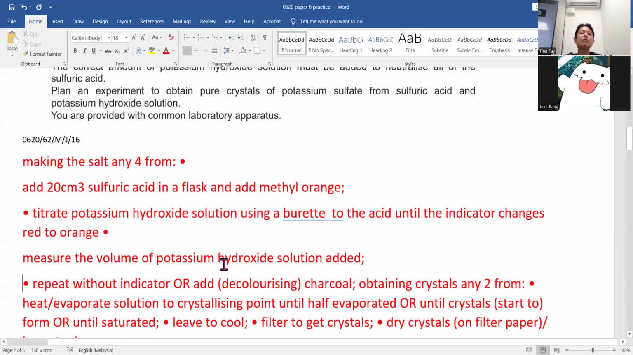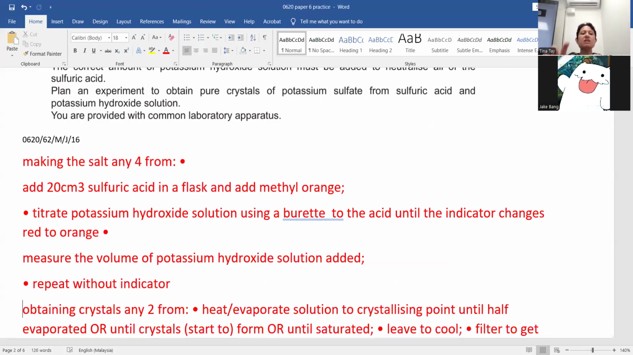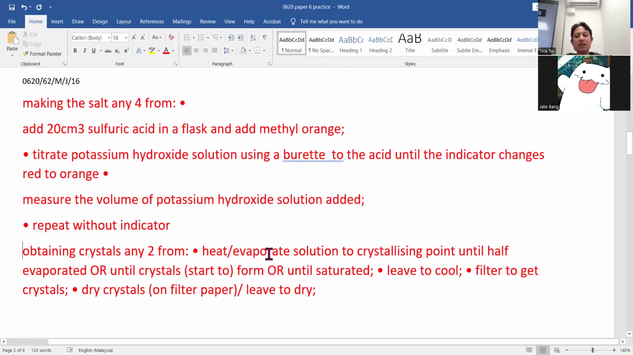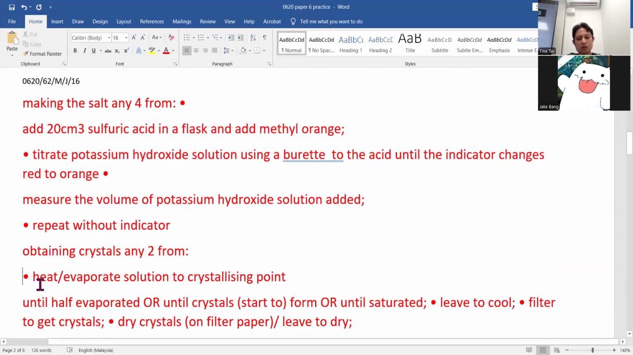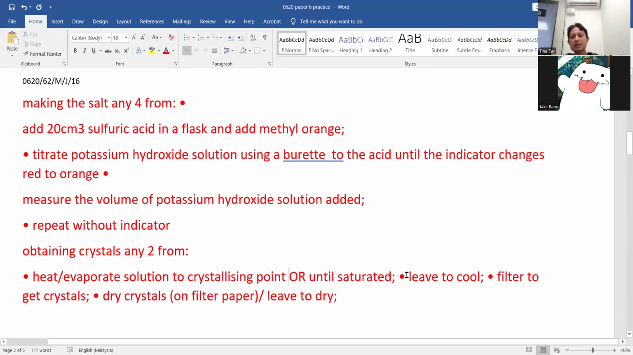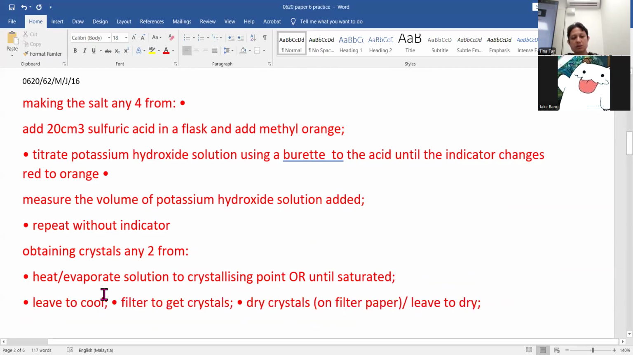That's it. Now, if you don't want to repeat without indicator, sometimes you will see add decolorizing charcoal. Basically, when you add the charcoal, it removes the color, it removes the indicator. Okay, so this is how you get salt solution. You want to get crystals, heat until crystallization point, or until saturated. And then leave to cool, filter to get crystals and dry crystals between filter paper.